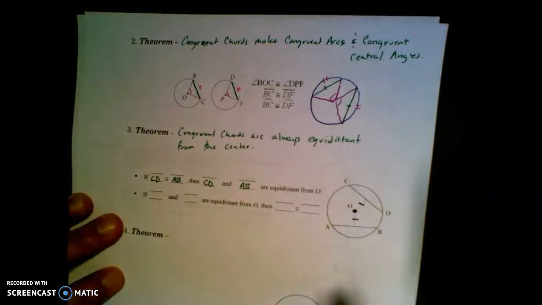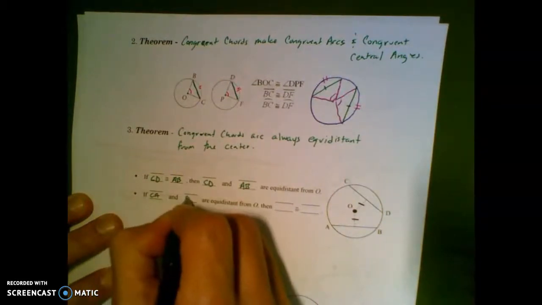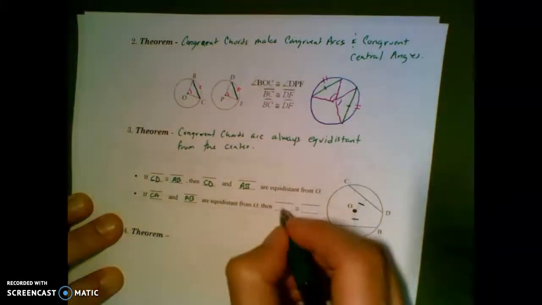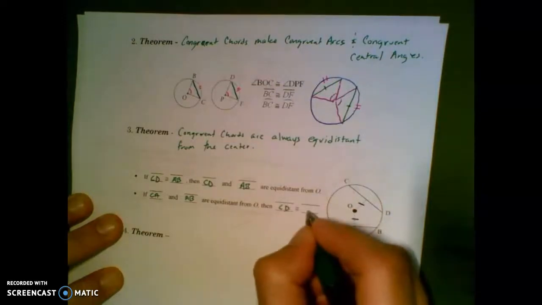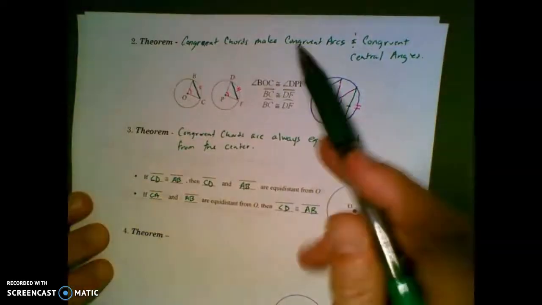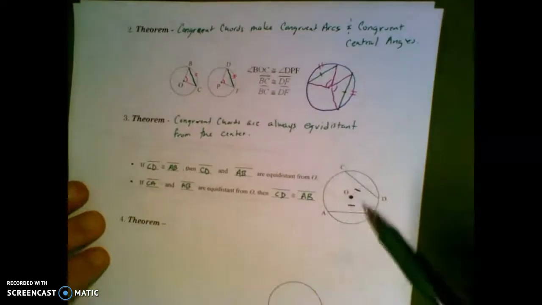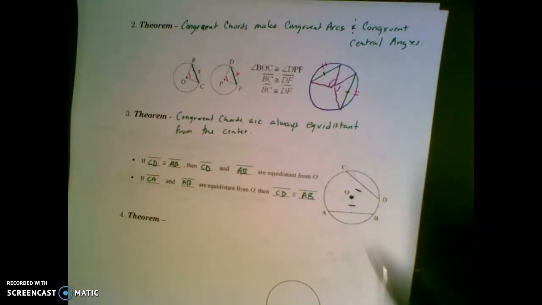The converse is also true. If I know that CD and AB are equidistant from the center, that means they have to be congruent to one another. So the converse is also true. So congruent chords make congruent arcs, they make congruent central angles, and they're also equidistant from the center. So all of that is revolving around two congruent chords.